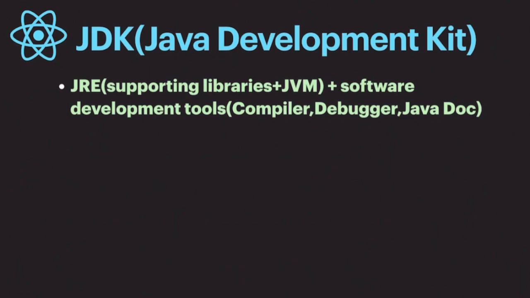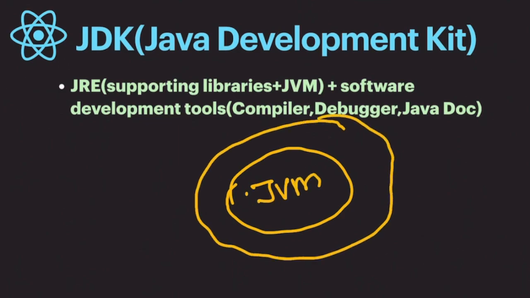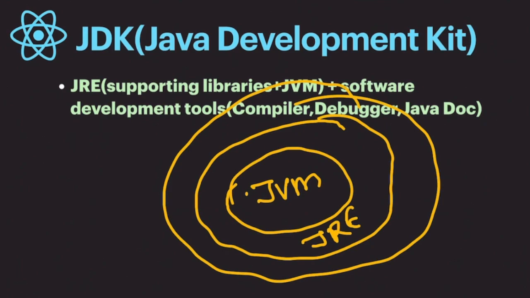So finally we can say that JDK is the whole part. JDK is the development kit, and JVM and JRE are the internal parts of the JDK. Here is the JVM, the internal part, and here is the JRE. JVM is inside the JRE and JRE is inside the JDK. So JDK is the whole kit, and JVM and JRE are parts of the JDK.